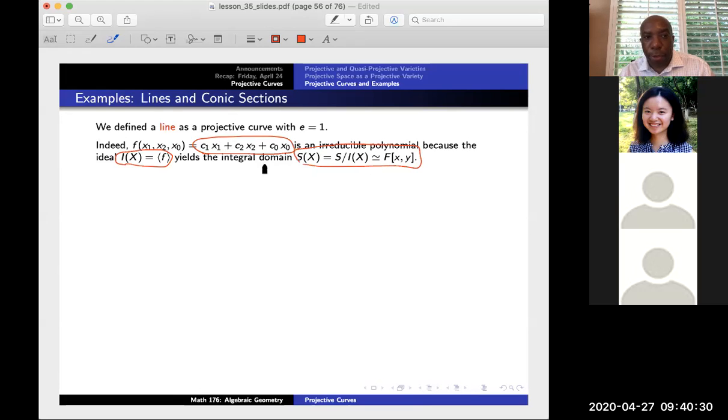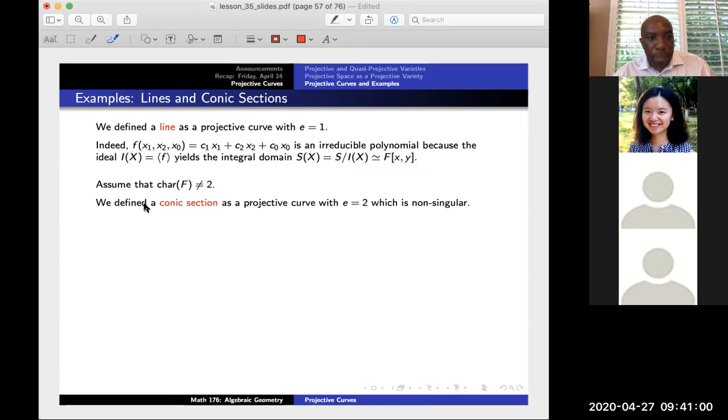This here is an integral domain. Therefore, I of x is a prime ideal. So there are a couple of different ways you can see it. One is you can say that this f here, I cannot factor it any further. Another one is to say here that the quotient is an integral domain, therefore I of x is a prime ideal. So a line really is a projective variety. It really is a projective curve.